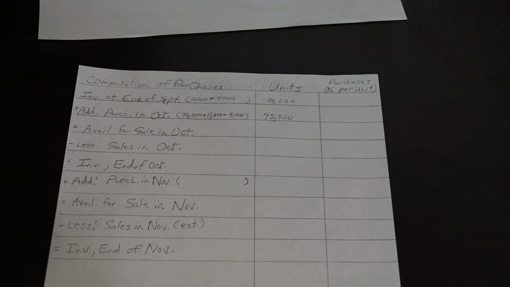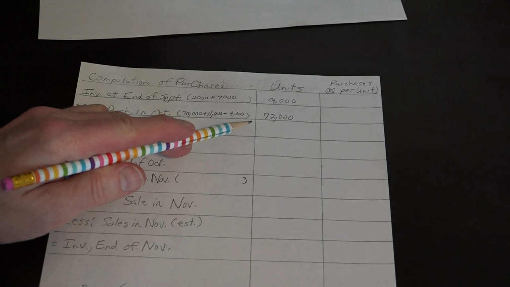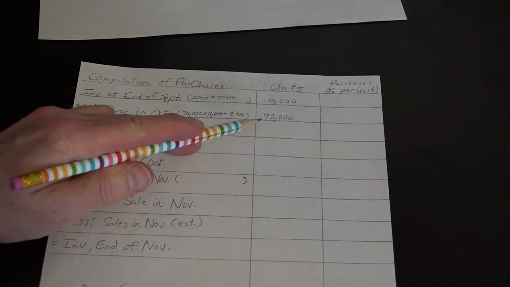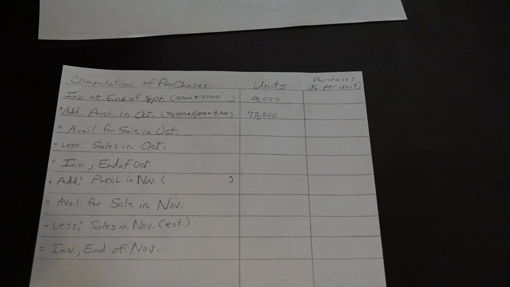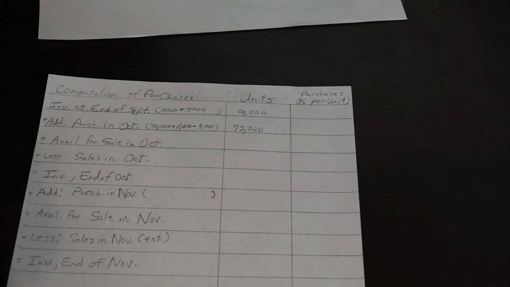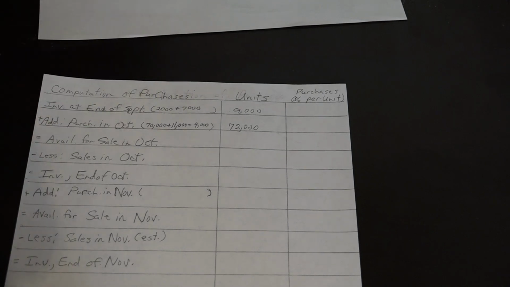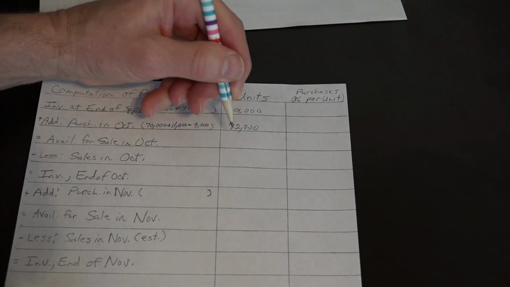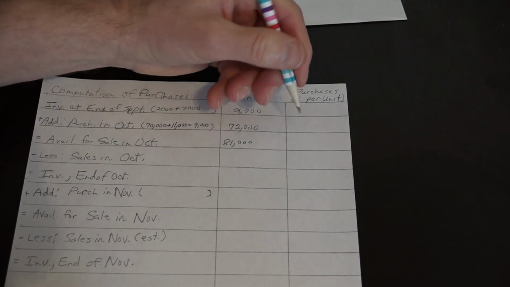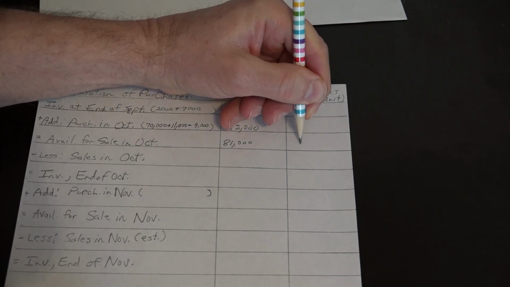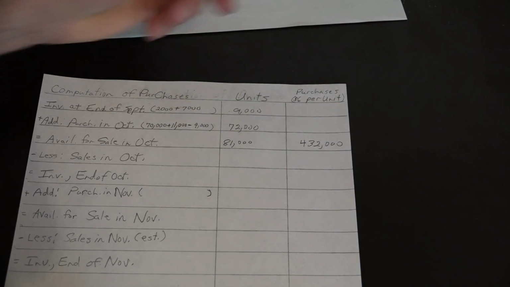So 9,000 units inventory at the end of September, plus you add purchases in October of 72,000 units. That's going to equal, at $6 per unit, so we'll put it in units and dollars, 81,000 units, and that for dollar purposes is 432,000. Okay.